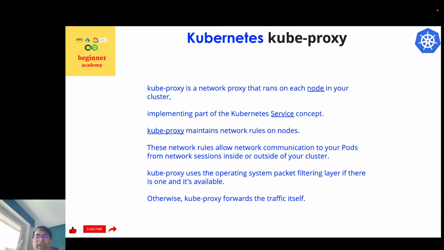So it is mainly used to communicate between a pod to pod. If you have two pods, they have to talk with each other. So this is what kube-proxy allows. It makes sure that our network policy or network rules are running properly. It maintains that bit.